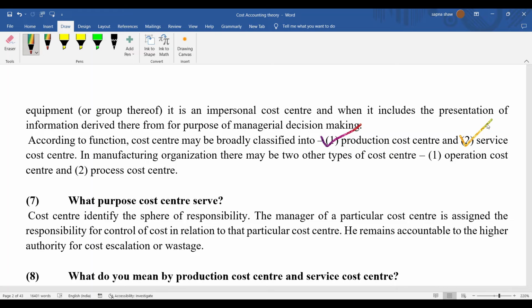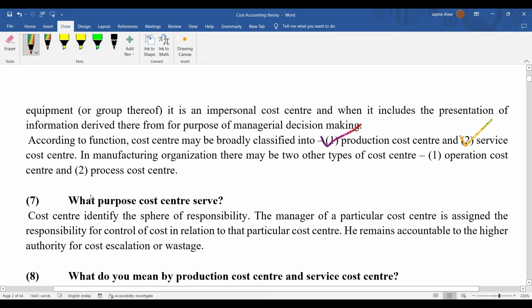So this, you can say, is the service cost center. One is the production cost center, another one is the service cost center. In the same way, operation cost and process cost are also the same. In the case of manufacturing, it is quite different.